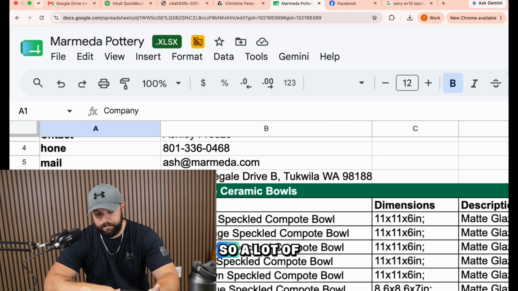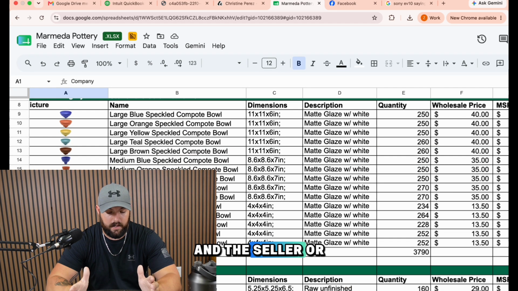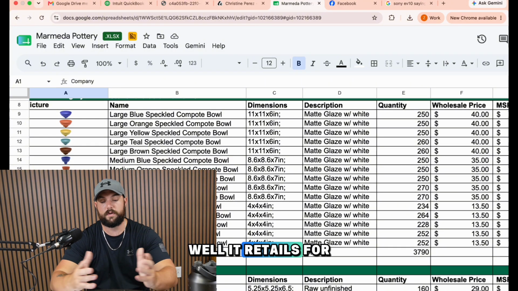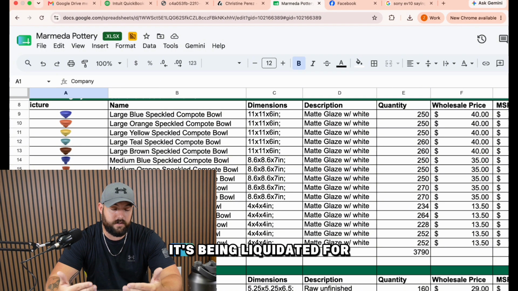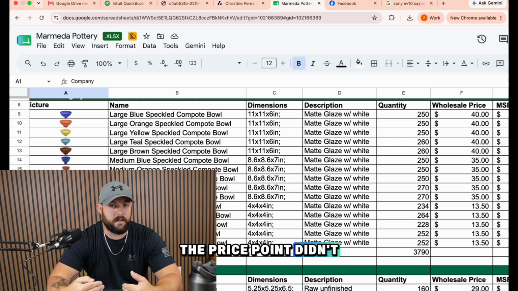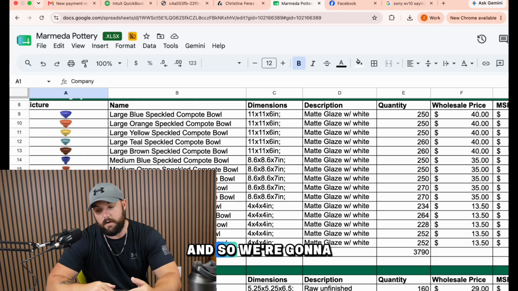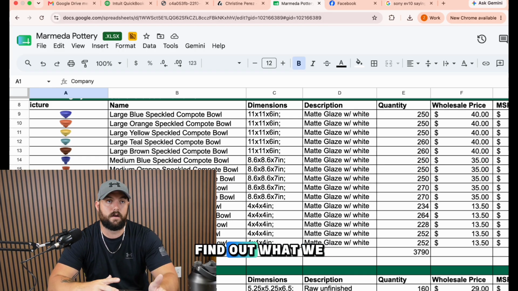So a lot of times we get liquidation deals and the seller or the owner of the deal says, well, it retails for $100. Well, you say it retails for $100. It's being liquidated for a reason. A lot of times that reason is the price point didn't work in the market, and so we're going to make an offer based off what we think it's worth. And how do we find out what we think it's worth?